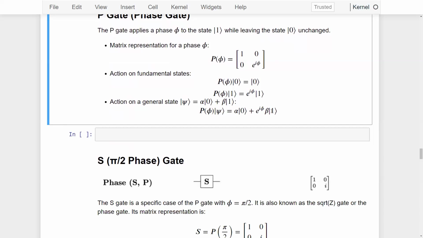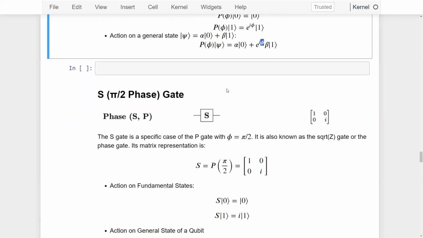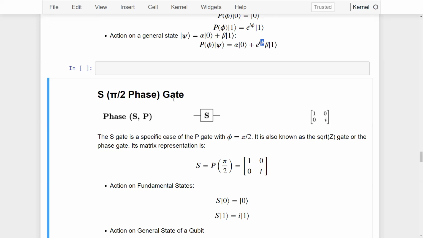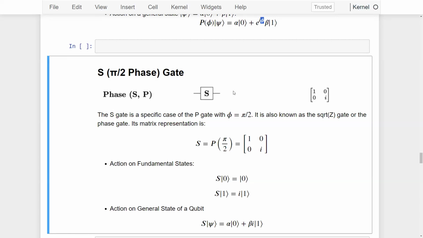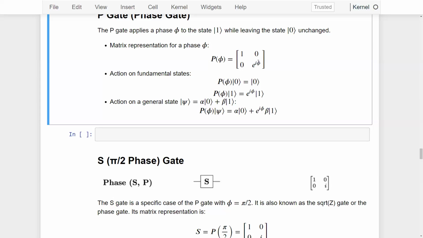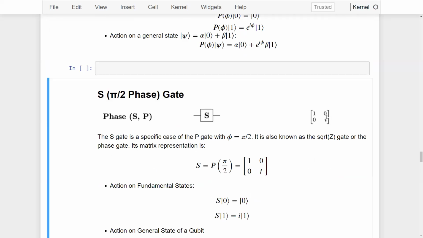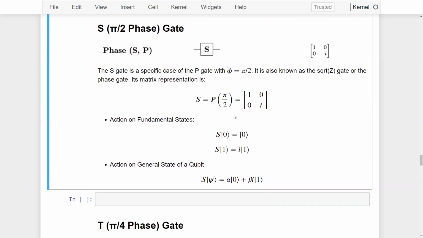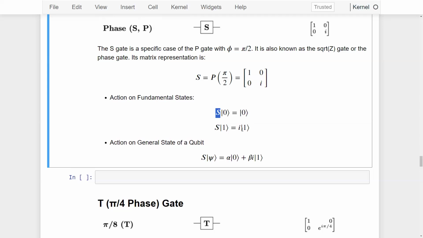So the P gate changes phase by arbitrary phi. There are different variations of this gate. It's like S gate, given by this graphical representation. It just flips the phase, so it's a pi over 2 gate. If you substitute this phi to pi over 2, it will be equal to i. So that's i here. And the result of this gate is just multiplying the state 1 by imaginary unit i.